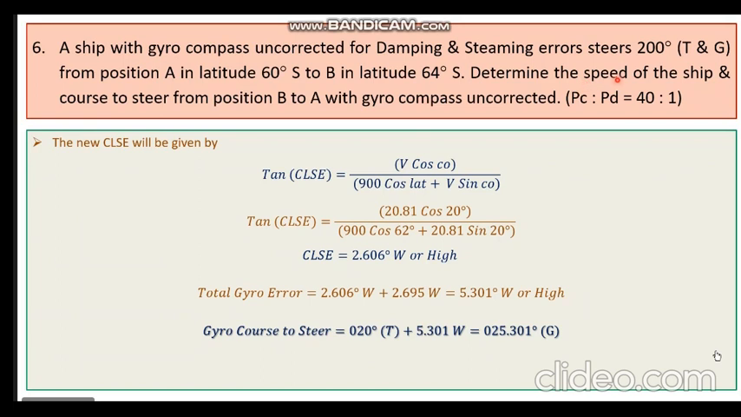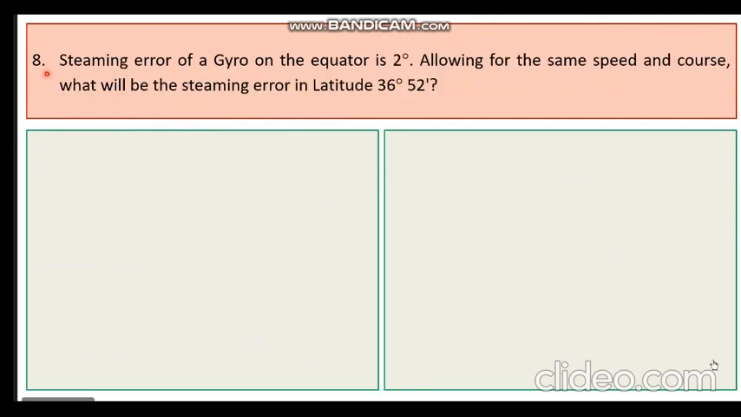They wanted us to find the speed of the ship and the gyro course to steer from position B to A. Both have been calculated. Steaming error of a gyro on the equator is 2 degrees. Allowing for the same speed and course, what will be the steaming error in latitude 36 degrees 52 minutes?